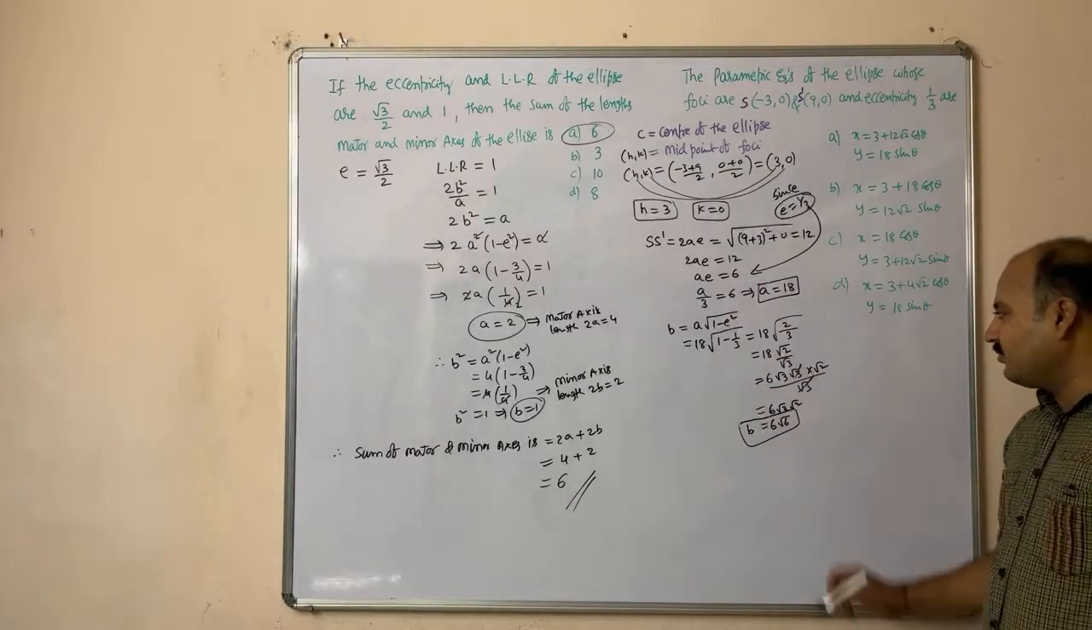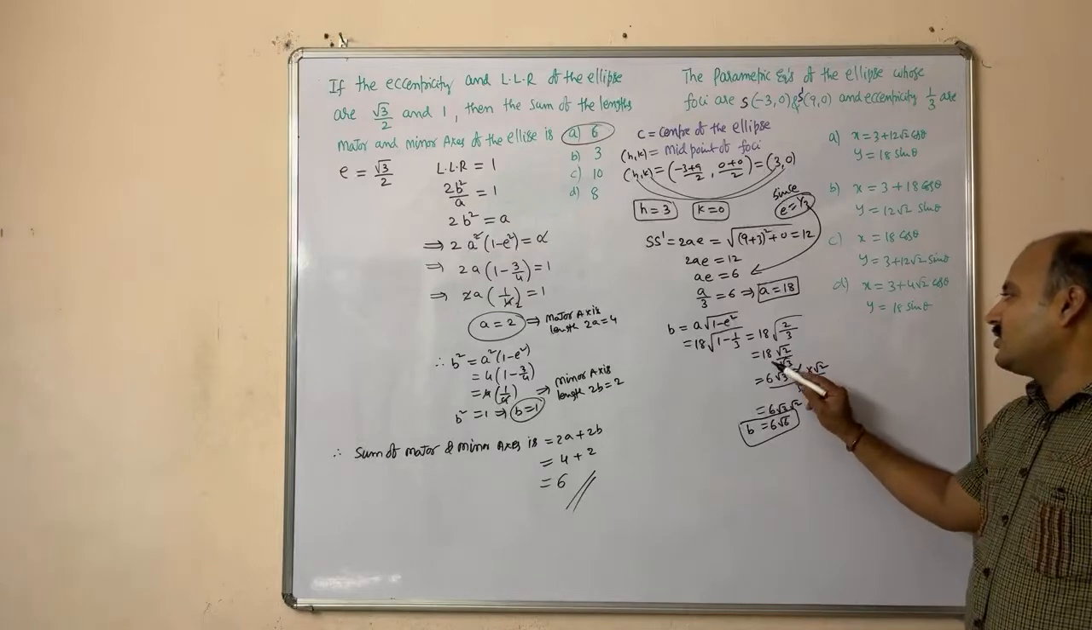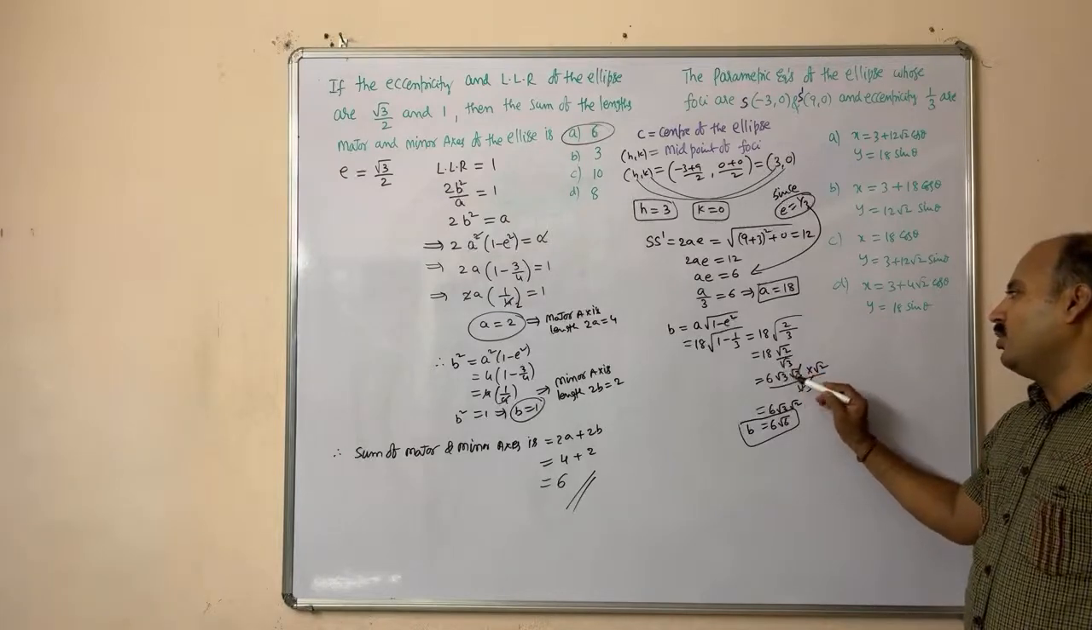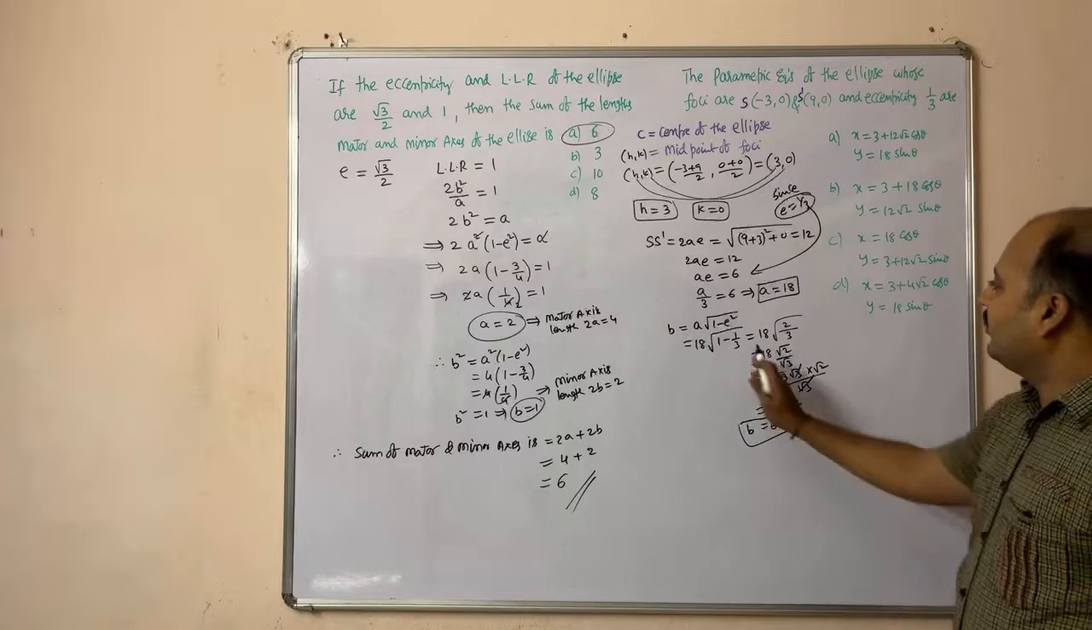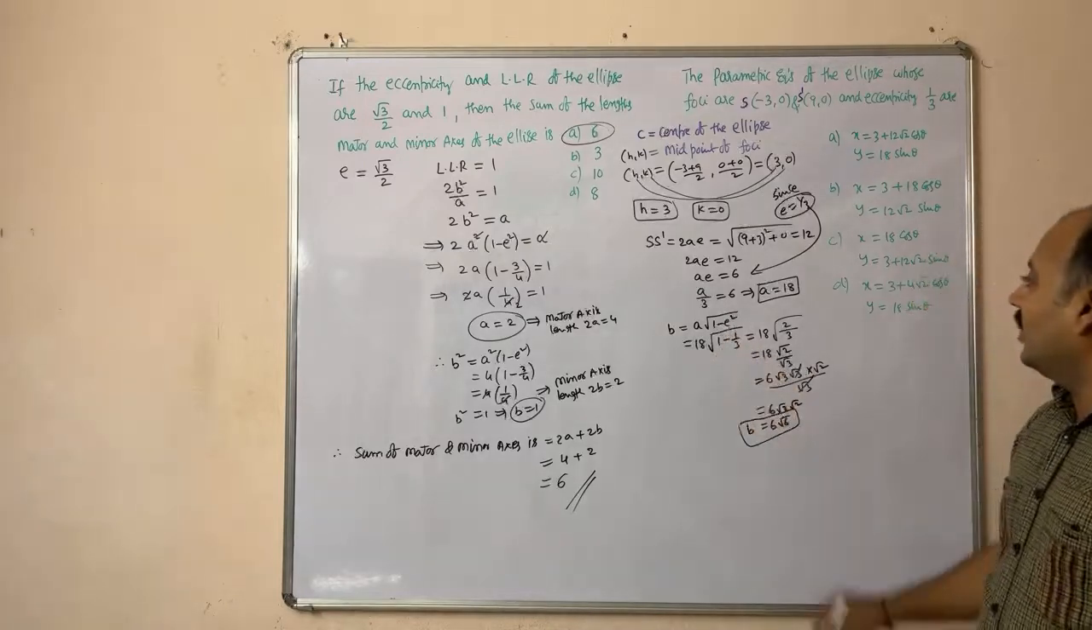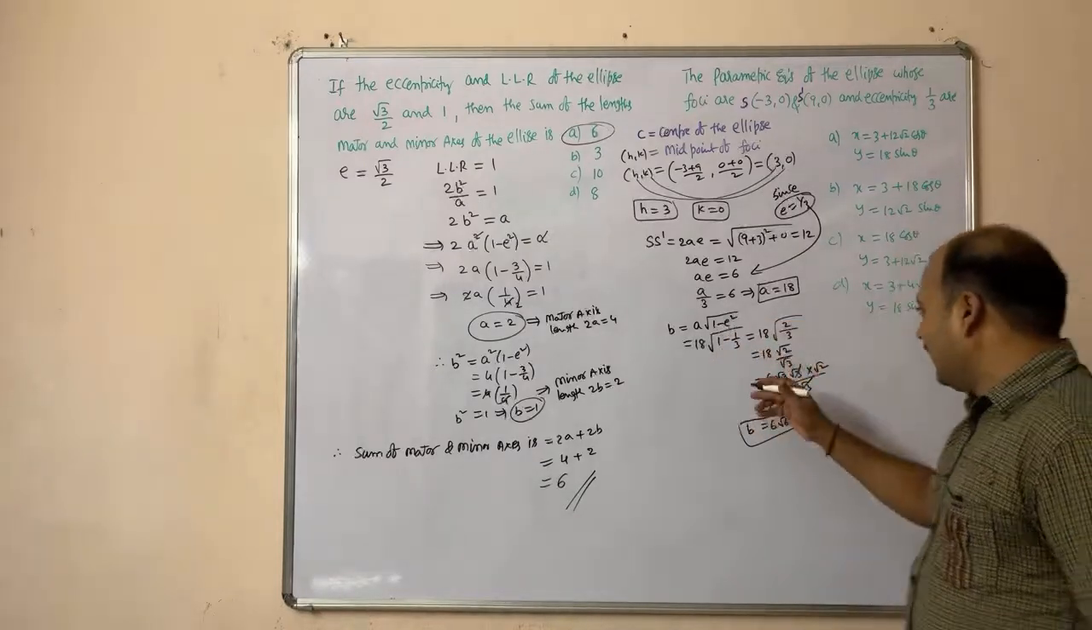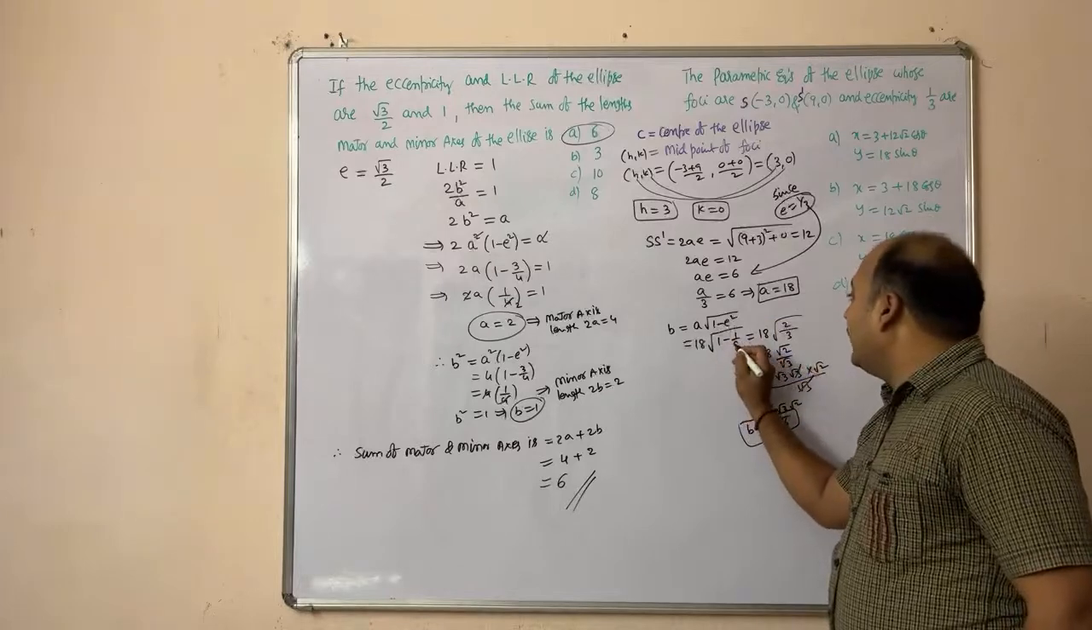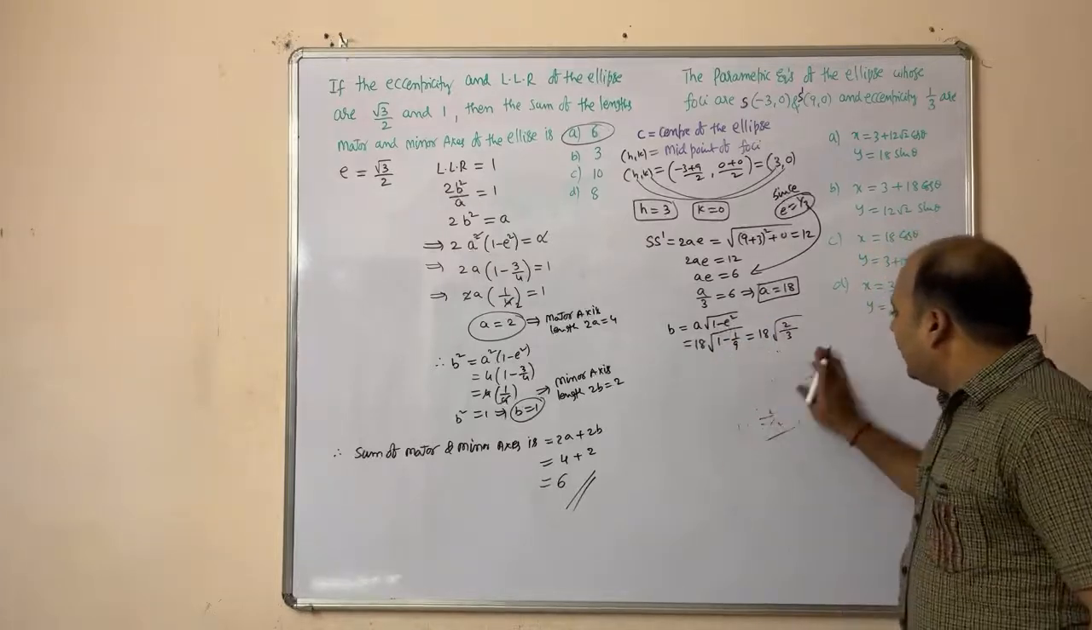Am I right? 6 3 is 18, no? So 3 root 3 into root 3 we can write it as root 2. 3 minus 1 is 2. 2 by 3. E square means 1 by 9 will come. Sorry, here 1 by 9, dear students. So automatically it will change.